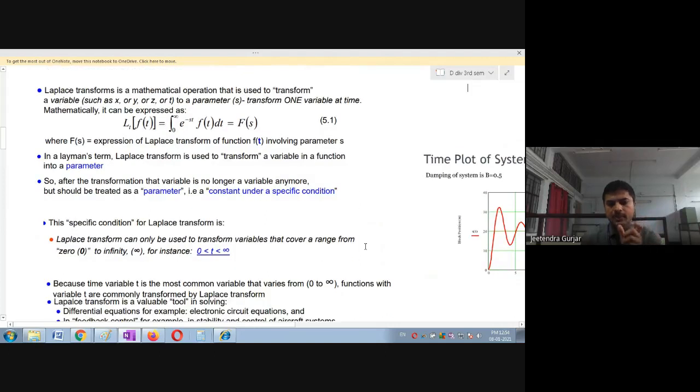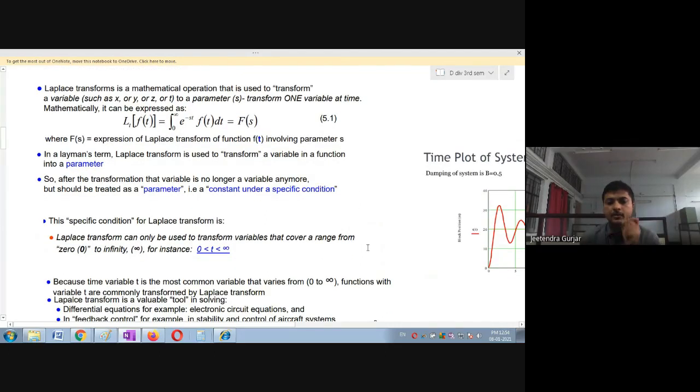So this specific condition is what, students? It is nothing but for Laplace transform. Laplace transform can only be used to transform a variable that covers a range from 0 to infinity. That is what I said.